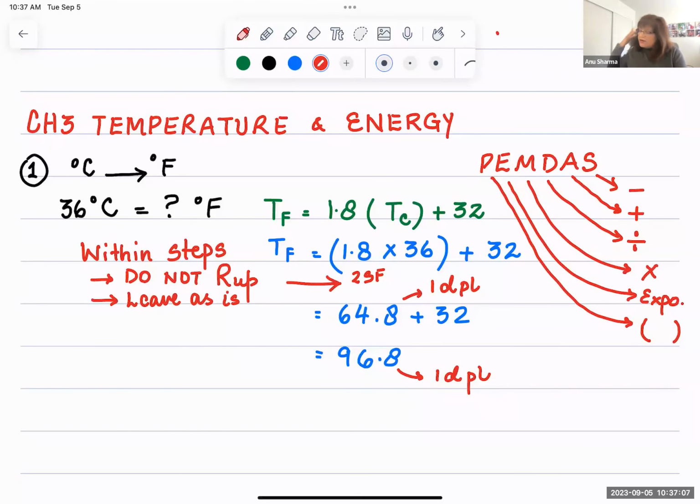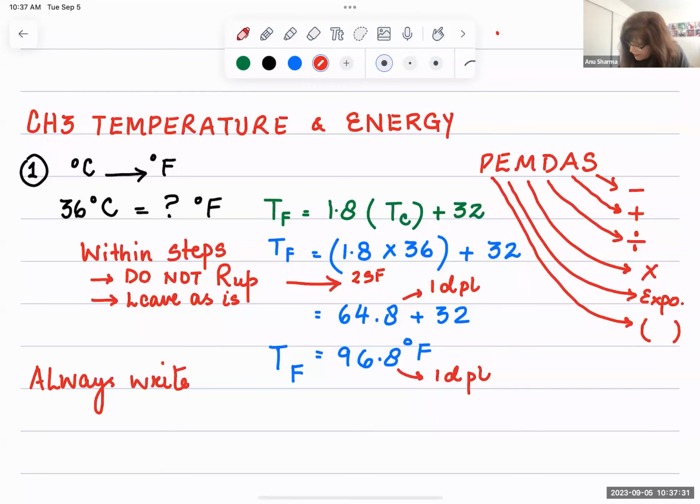So whatever answer you get, you write down 64.8, and then you add 32. Now this is the final answer, the temperature in Fahrenheit. So always write down the units. Number one, always write the formula, otherwise I'll have to deduct points. And the second thing is the units.